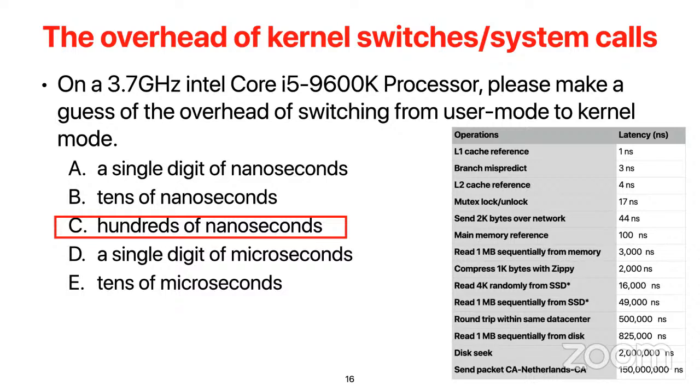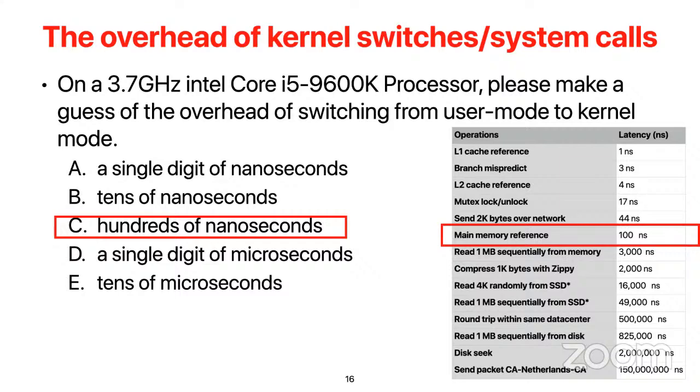And I'm glad that you did the discussion, because this is what we had before the discussion. Quite a few of you thought it's B, but after the discussion, I believe we got a majority, 88% of you, convinced the answer is C. So that's why we need this kind of discussion. The main reason why it's hundreds of nanoseconds is that a majority of the latency comes from the main memory reference.